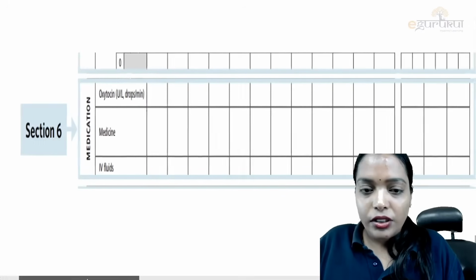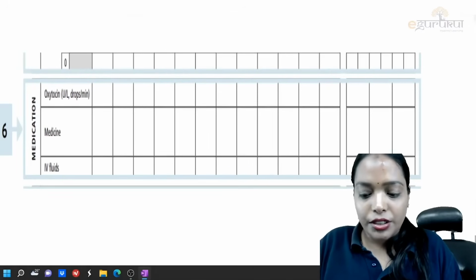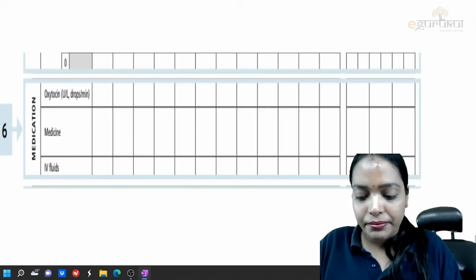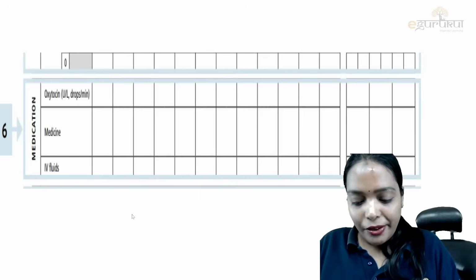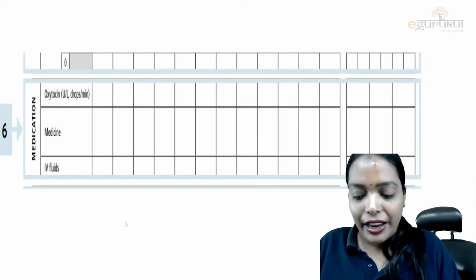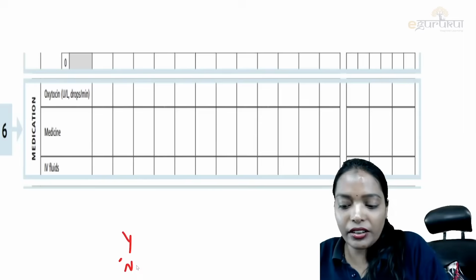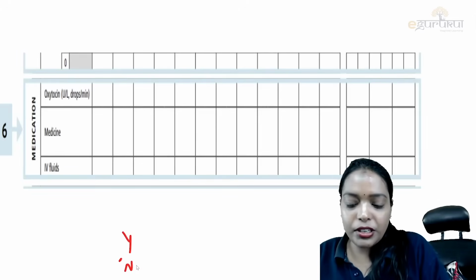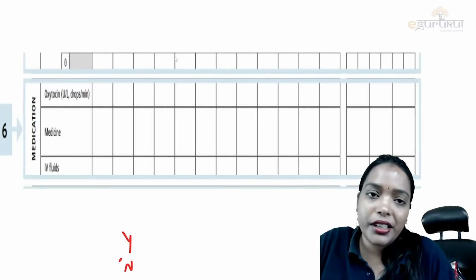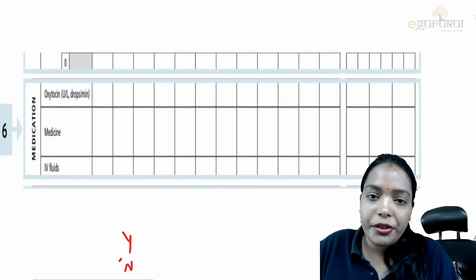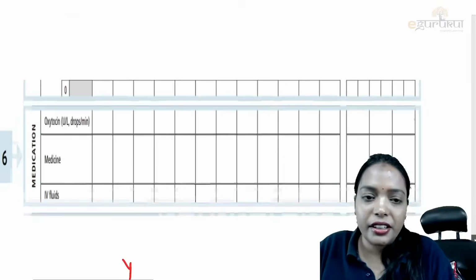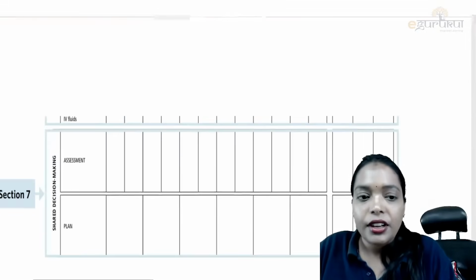If you are giving any oxytocin, you have to write the international units and drops per minute, how much you are giving. If you are giving a medicine, write what medicine you are giving. If you are giving IV fluids, write yes. If you are not giving, write no. That's all. There is no alert in this. It just means how much you are giving, and you have to write that. That is why there is no alert here. Whatever medications you are giving, write them accordingly with the time and the medication.